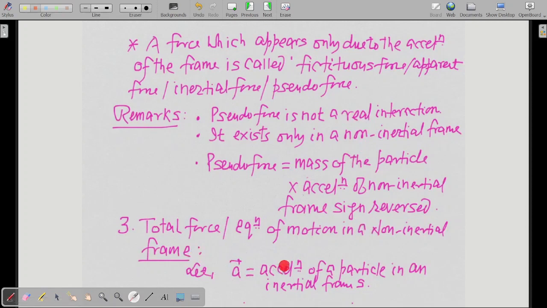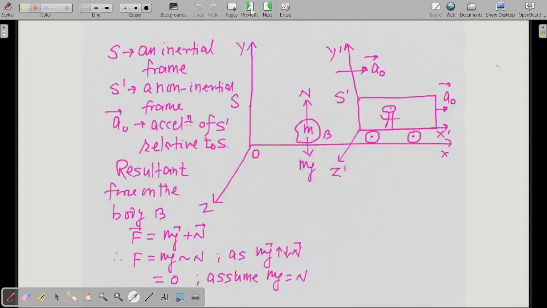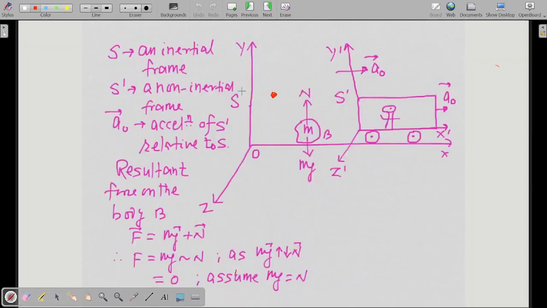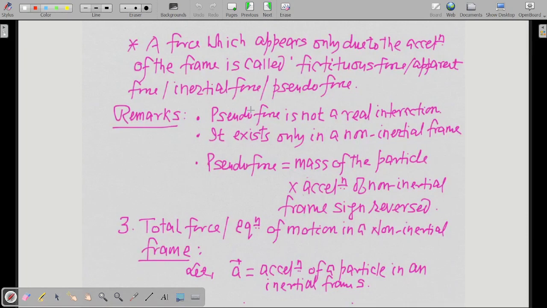Now let a be the acceleration of a particle in an inertial frame S. Suppose this is your inertial frame S, and a is the acceleration of any body in the inertial frame S. Suppose we have a body, and its acceleration is given over here. This is an inertial frame, right? So this A is the acceleration of any body, point, or object with respect to this inertial frame S.